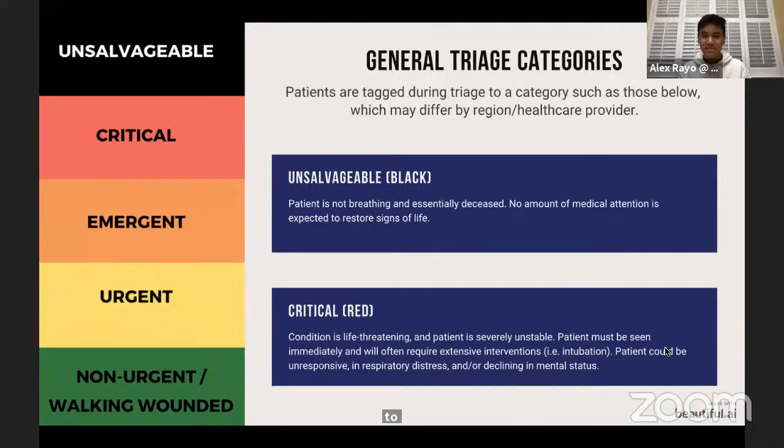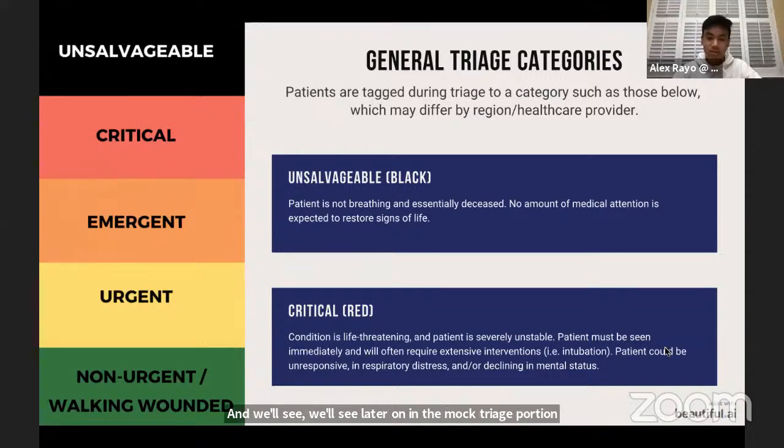2, whose condition is the most severe. So that's the trade-off that medical staff and physicians have to make in that situation. And we'll see later on in the mock triage portion that there's a situation where you have to decide whether or not it's worth treating one patient over the other. That's hard to say, but that's the reality of medicine in that situation.